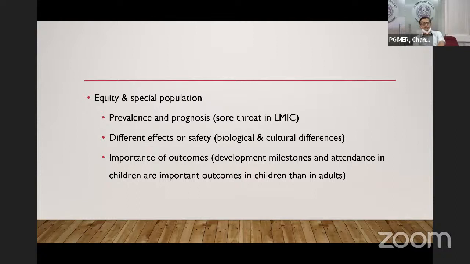It also depends on whether you are giving interventions, such as educational interventions, that depend on different languages or cultures. So it also determines which population you have to select. It also depends on the importance of the outcomes. If you are looking at developmental milestones and attendance in children, then you mostly have to incorporate children in your study.